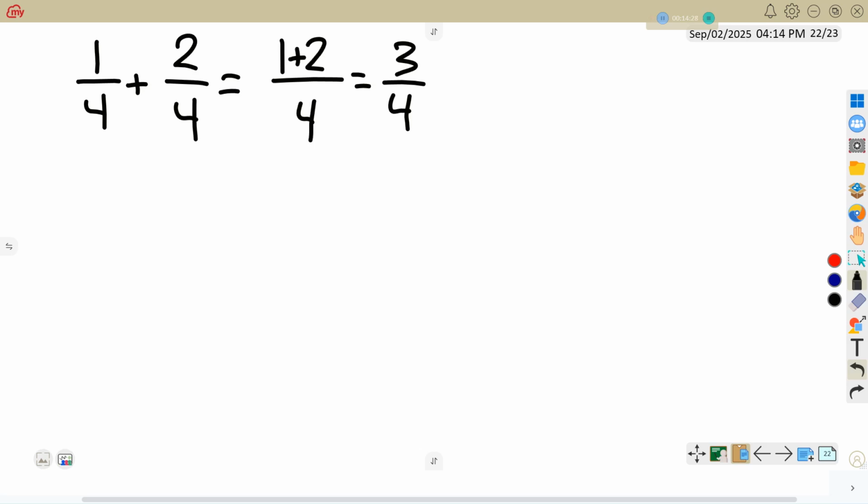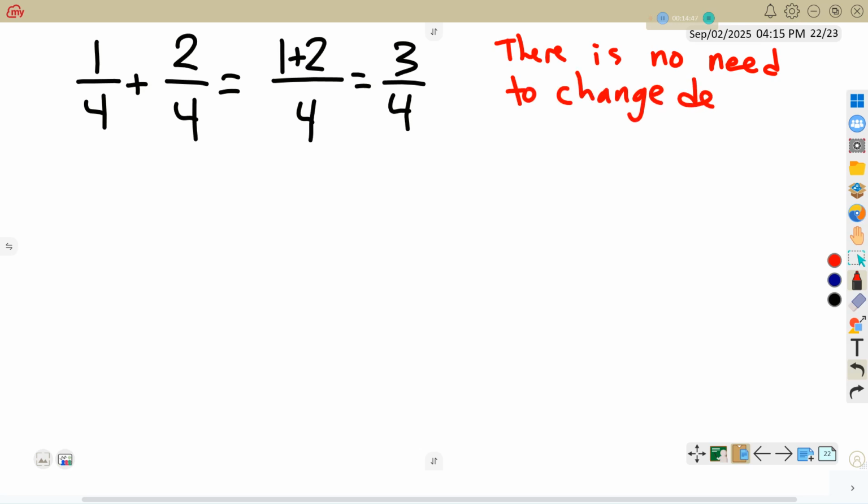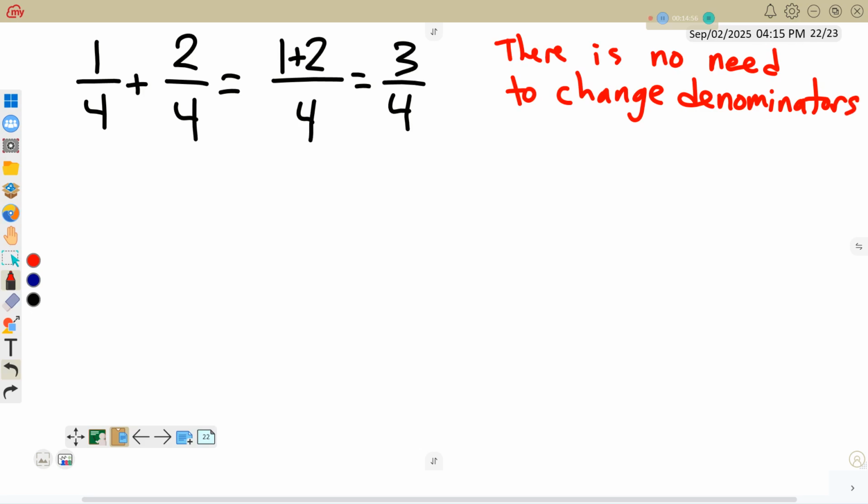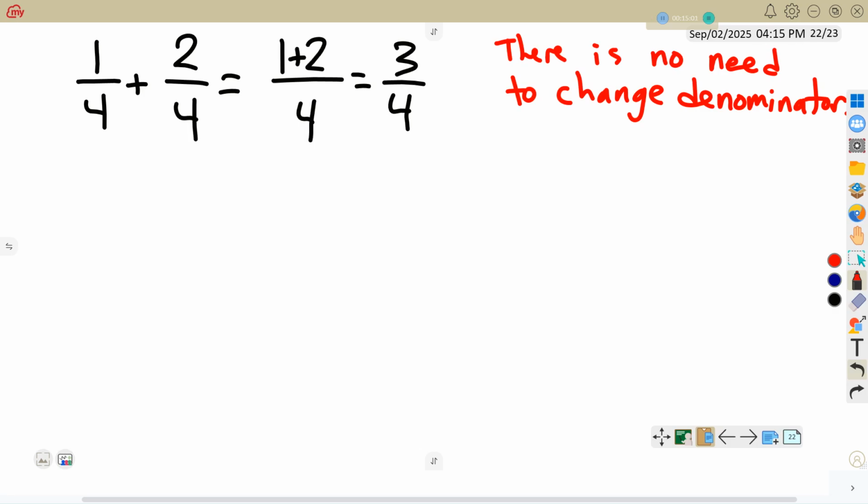Okay, so in this case, we don't have to change the denominator. Okay, so in this case, we can say there is no need to change denominators when we add them because they're already the same, right? You can see that they're both a 4. So there's no need to change the denominators. Get it? So now what I want to do is talk about what happens when I have to change one of them.